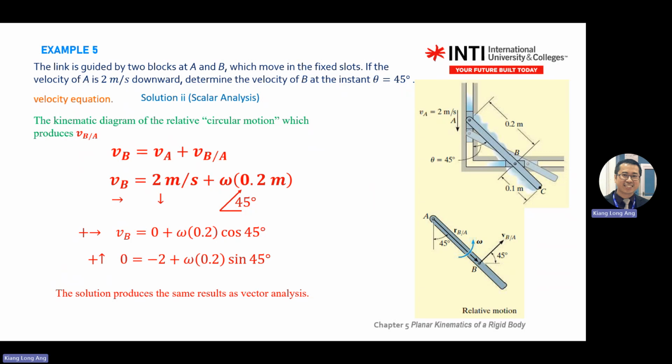You might ask, sir, how do I know the direction of this one? This is VB from A. For VB from A, if you stand here and you move down, you'll see B move to your left. So it depends on whether you want to do scalar or vector analysis.